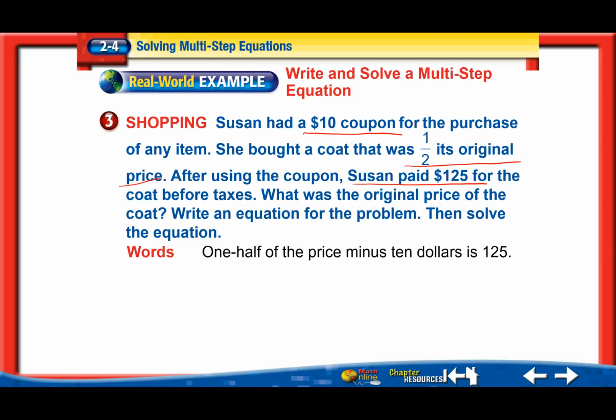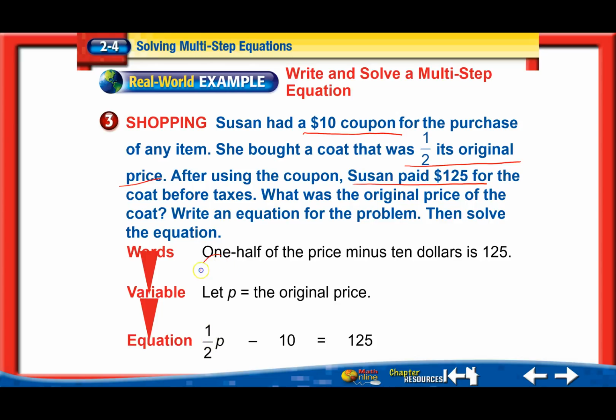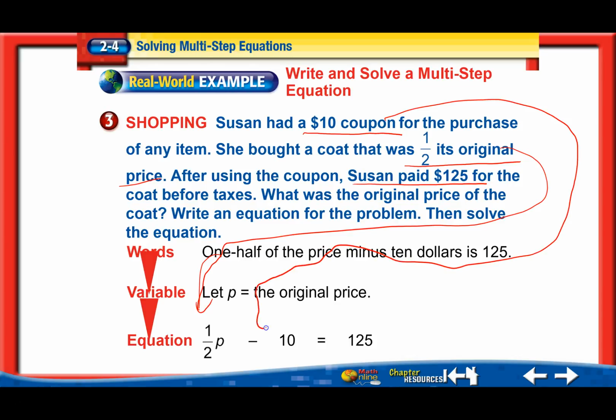So 1/2 the price minus $10 would be what we'd use. We're going to use P for the original price. So we're going to take 1/2 of P, which is 1/2 the original price, minus $10 for the $10 coupon, and then $125 goes there.